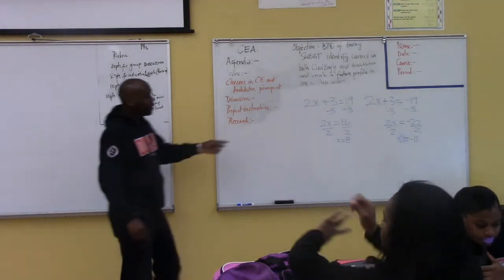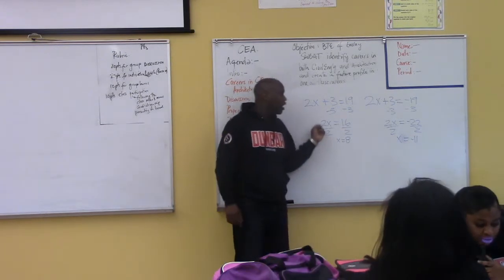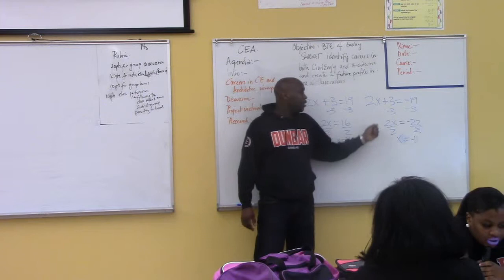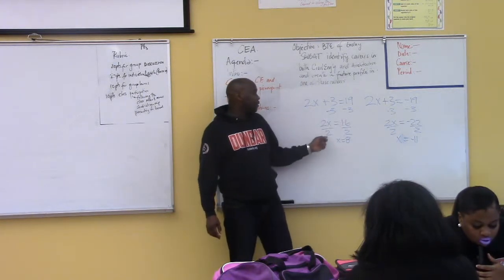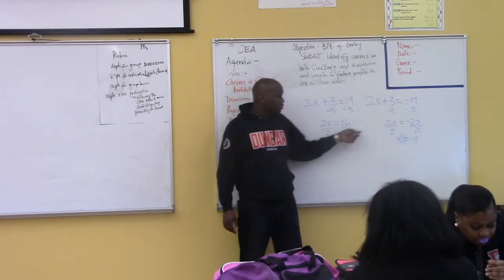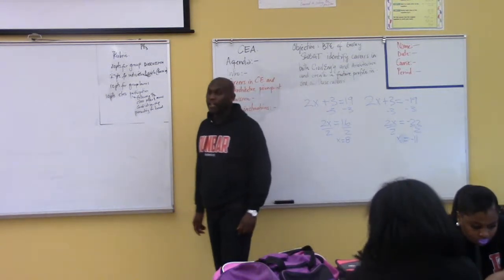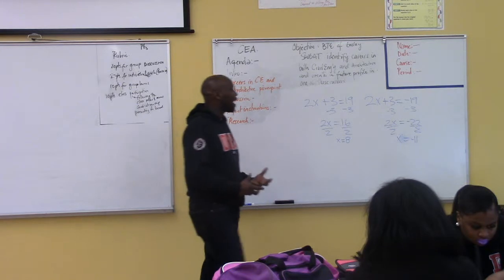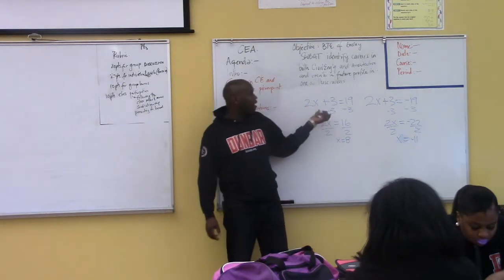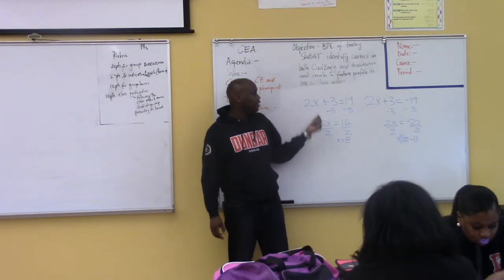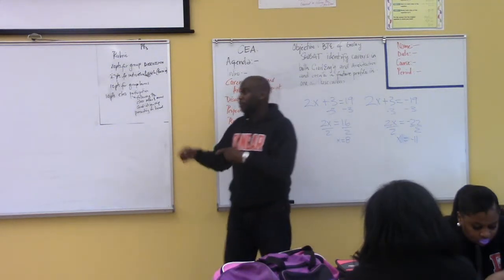Number 2, everybody got number 2? Same thing, straightforward. Subtract 3 from both sides, and then we divide by the 2, we get 8 and -11. Remember what the absolute value is saying. How far can we get from 19 when we have this equation? So that's what we want to find out.